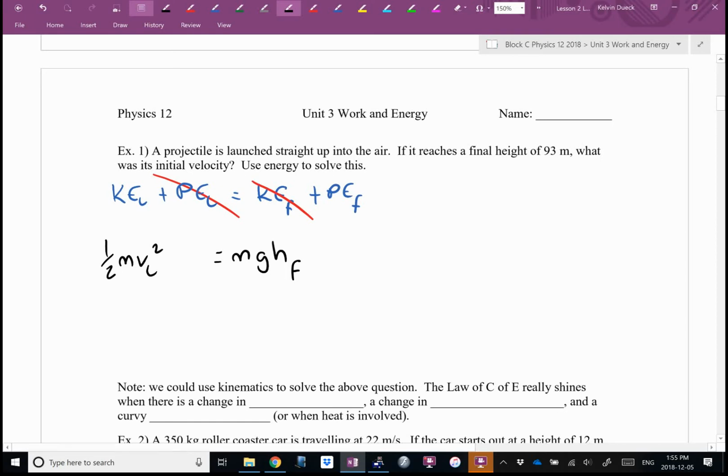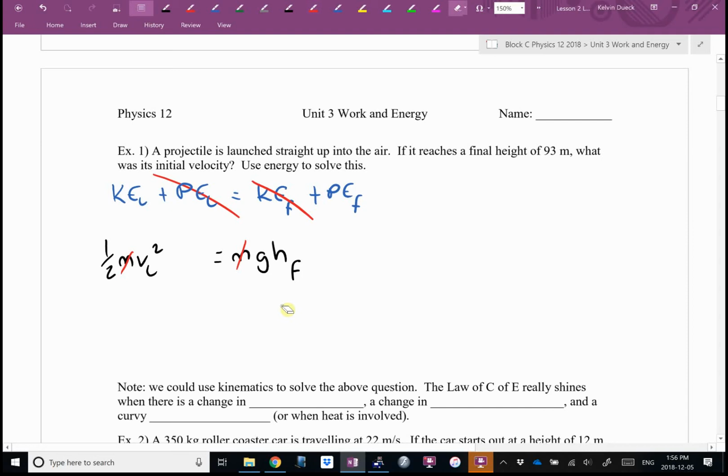Mr. Dueck, they didn't tell me the mass. Did they need to? What was that, Ethan? Yes, they do. Ethan, it wants me to find VI. How would I get the VI by itself? How will I move that 1/2 over?